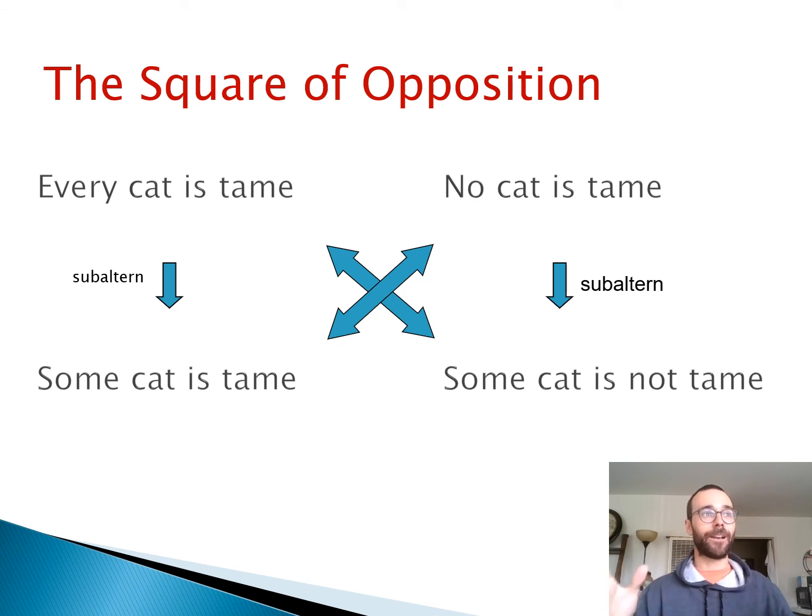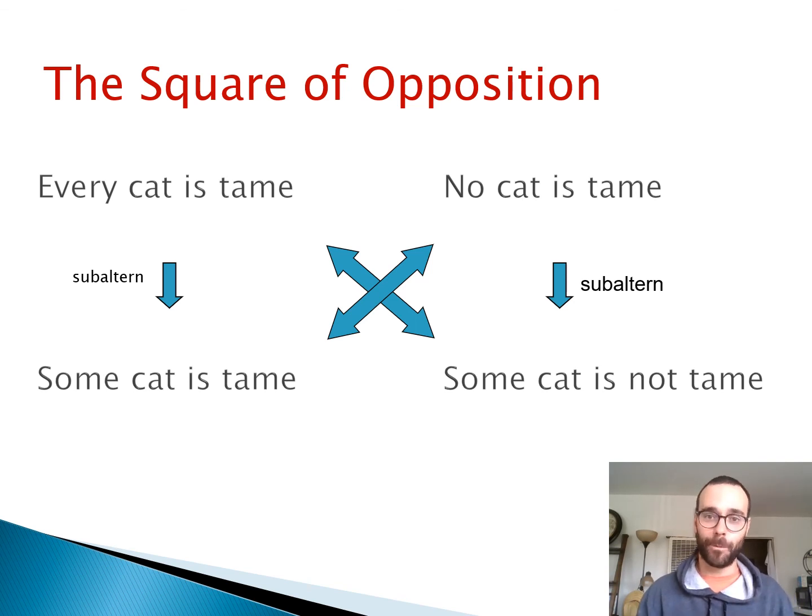So if I'm looking out at a field of cats, right? That would look incredibly weird, but let's go with it. It would be fun, right? A field of cats. If I were to take one of those cats, I would know that some cat is tame, because if every cat was tame, then some cat must also be tame. Similarly, if no cat is tame, then I could take one of those cats and I would know that some cat is not tame.